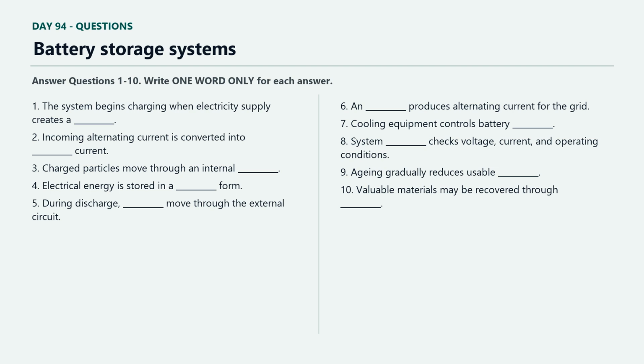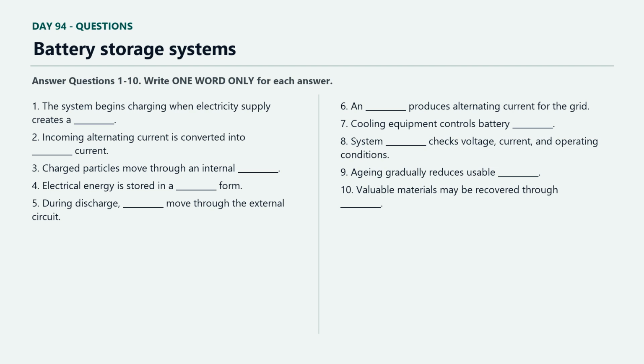End of service in one application does not always mean immediate disposal. A pack that no longer meets demanding vehicle or grid requirements may still serve a lower power stationary use after careful testing. This second life approach delays material processing, but safety history and remaining performance must be known. Eventually, recycling can recover metals and other materials for use in new products.